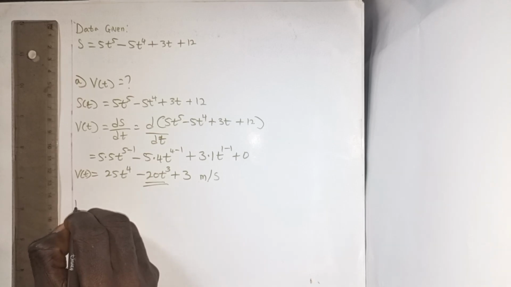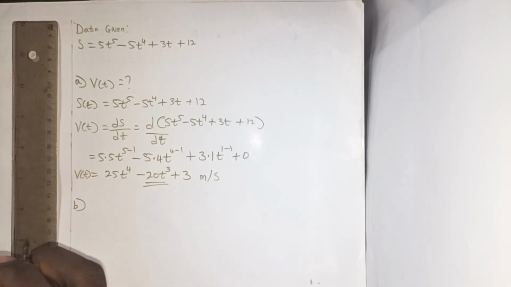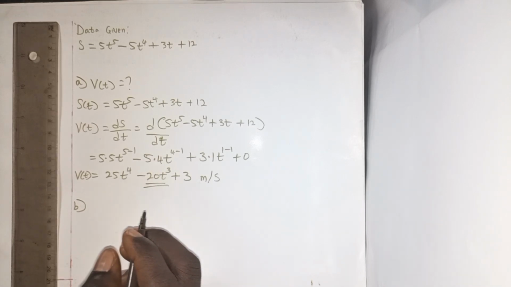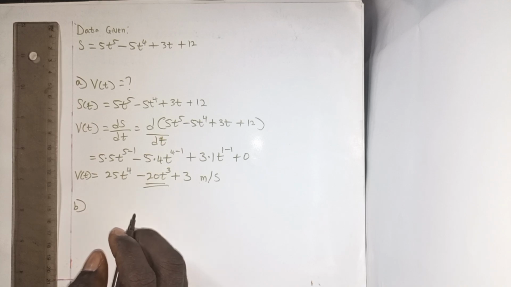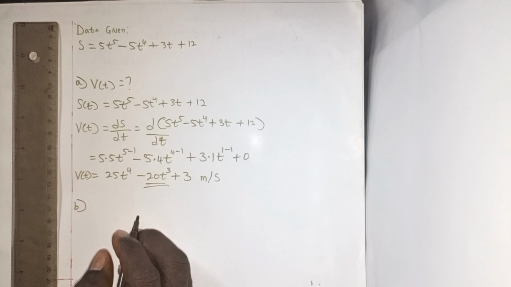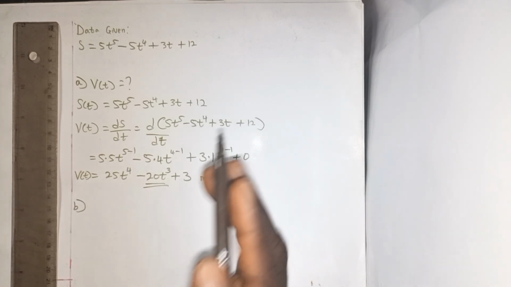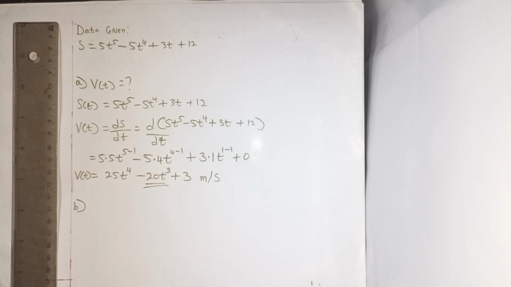Now for B, without wasting much of our time, we are asked to do what? We are asked to find the acceleration. For B, find the acceleration as a function of time. And to find this acceleration, it is the same process as we did for velocity. We differentiated the position function to get our velocity. Now we'll be differentiating our velocity function to get our acceleration.